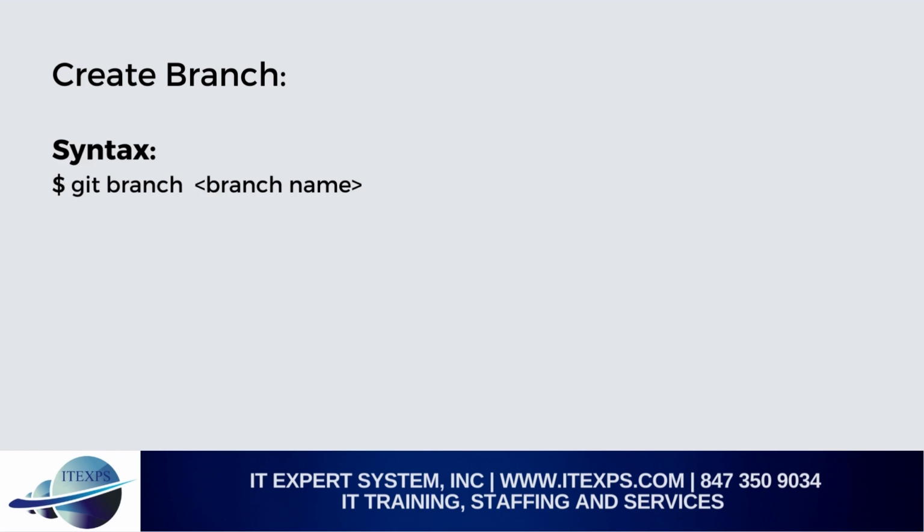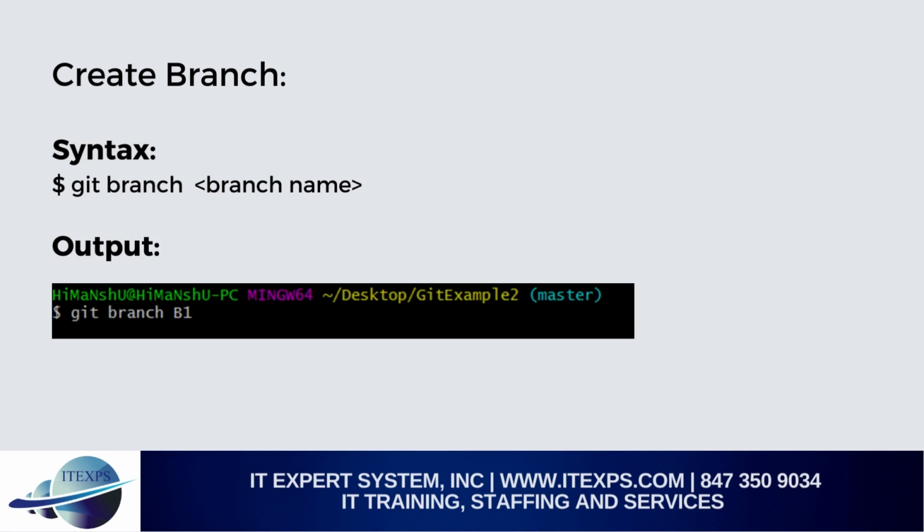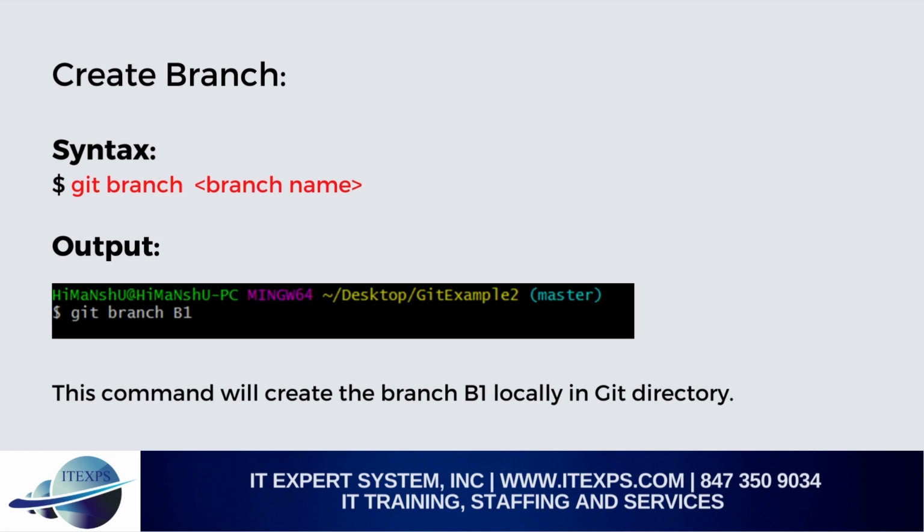Create branch. You can create a new branch with the help of the Git branch command. This command will be used as shown in the syntax. Output. This command will create the branch B1 locally in the Git directory.